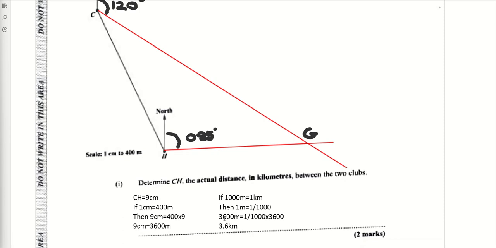So there are two ways that you can do this. We can do the if, then, and therefore, or to convert meters to kilometers, we simply divide by 1,000. But let's do the if, then, therefore. If 1,000 meters is 1 kilometer, then 1 meter would be 1 over 1,000. Therefore, 3,600 will be 1 over 1,000 multiplied by 3,600, which is 3.6 kilometers, and that would be the answer for this.